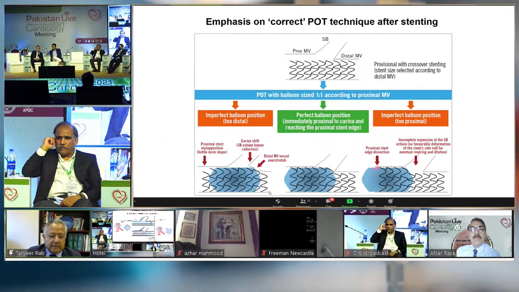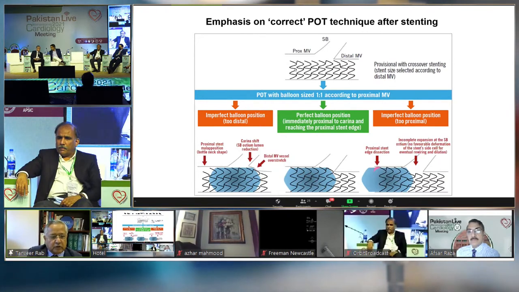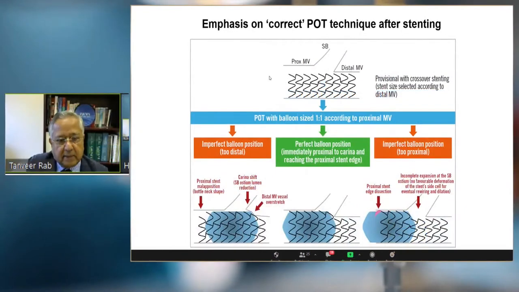The EBC also emphasized the position of correct POT. Perfect balloon position is immediately proximal to the carina, reaching the proximal stent edge. If you go too distally, there's distal vessel overstretch, the carina is shifted, and the vessel is pinched. If you go too proximally, you can cause vessel dissection and you have incomplete expansion at the side branch.